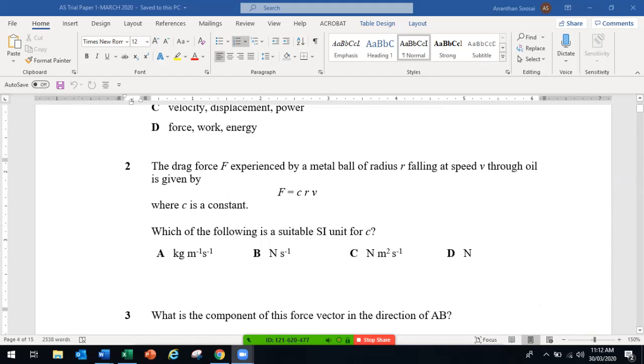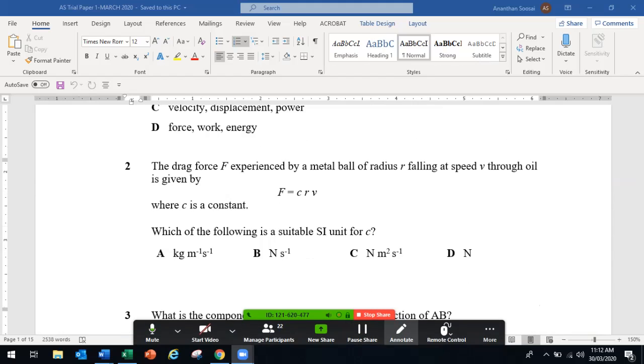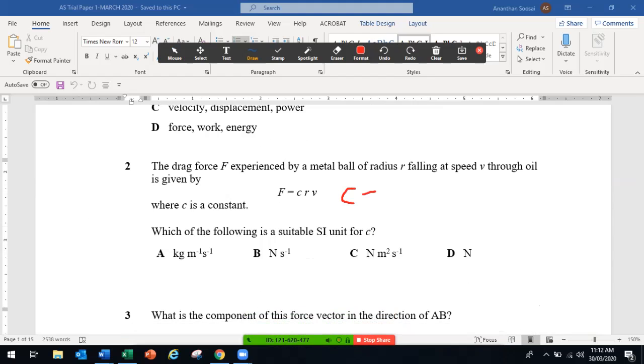Why can't it be C? Which of the following is a suitable SI unit for the constant C? C is a constant. So what is C? C is F over RV. F is force, Newton. R is radius, so it's meter. And V is speed, so meter per second.